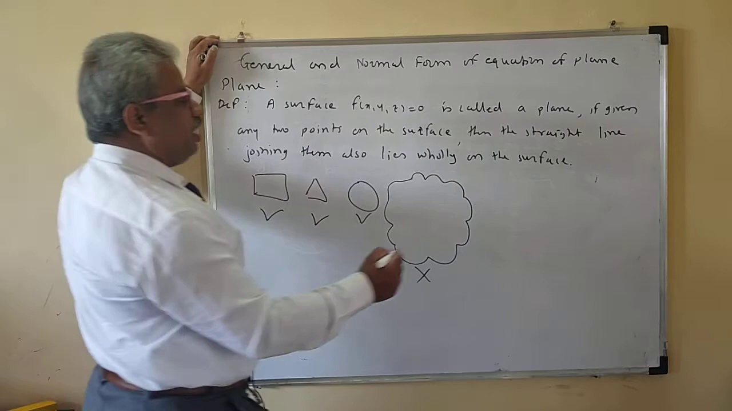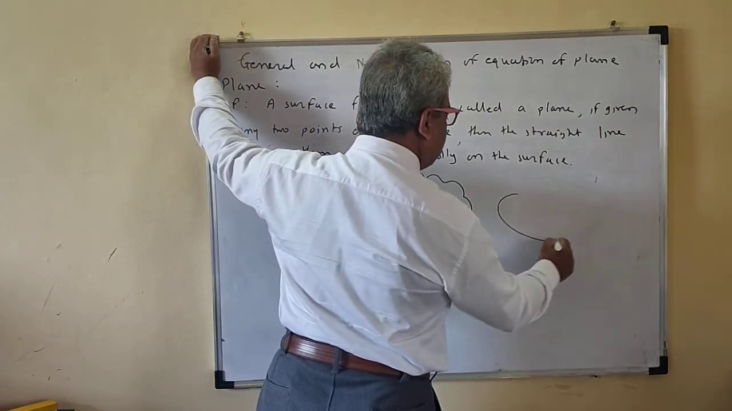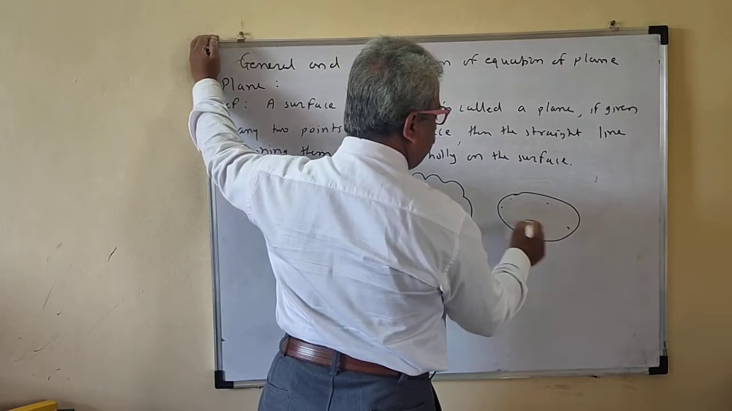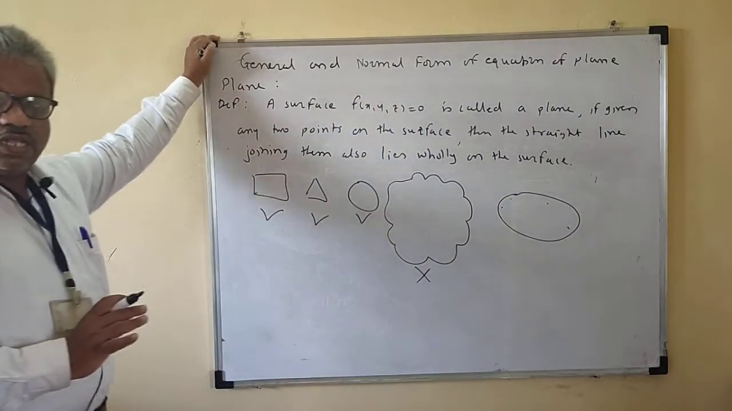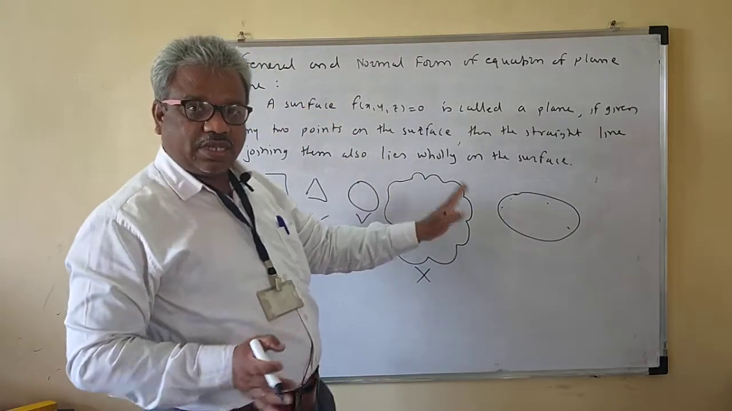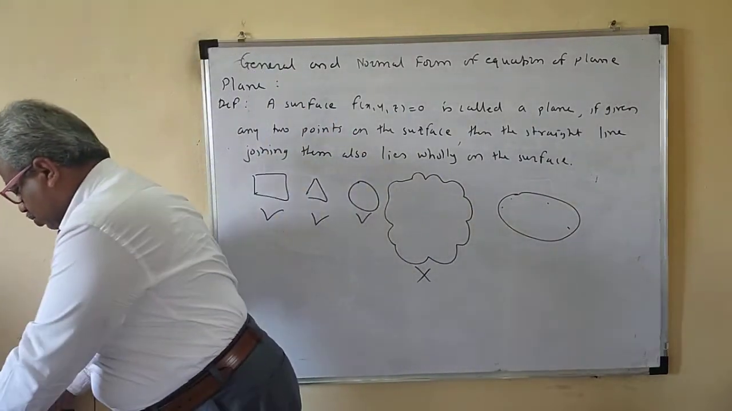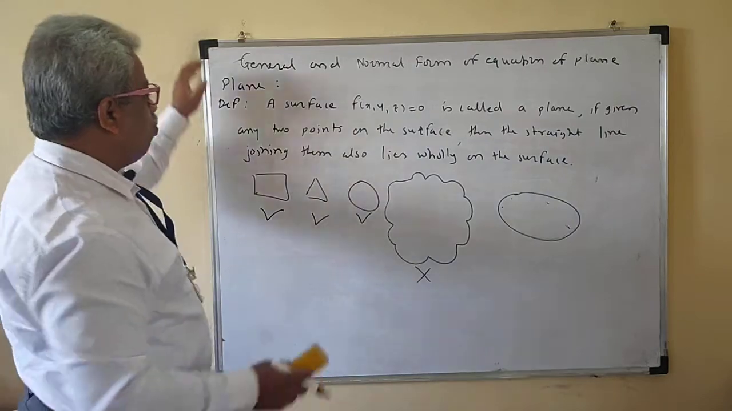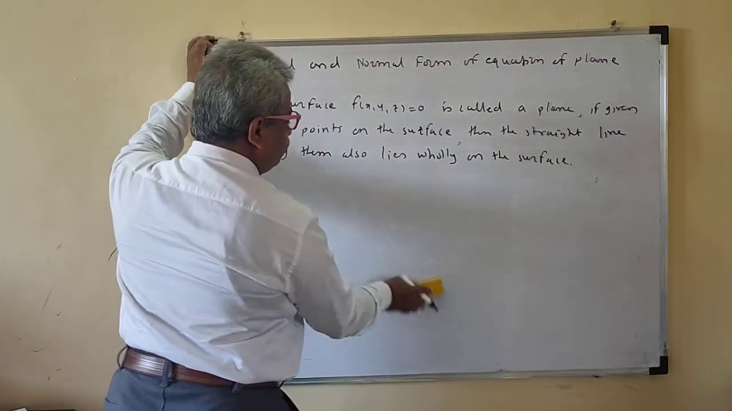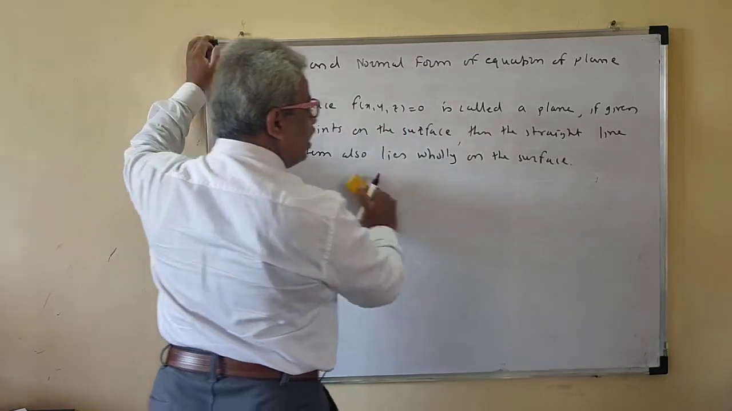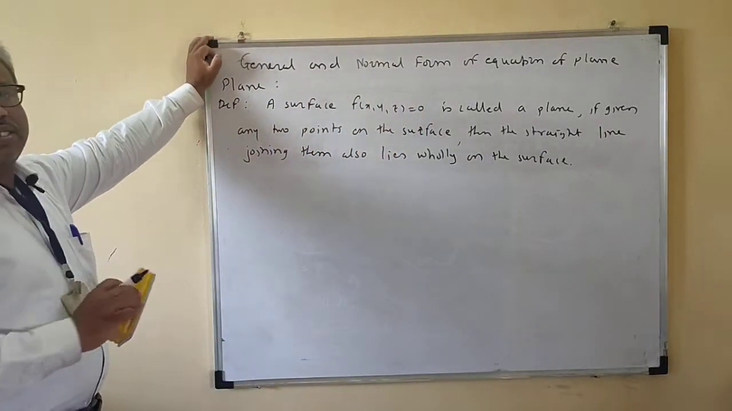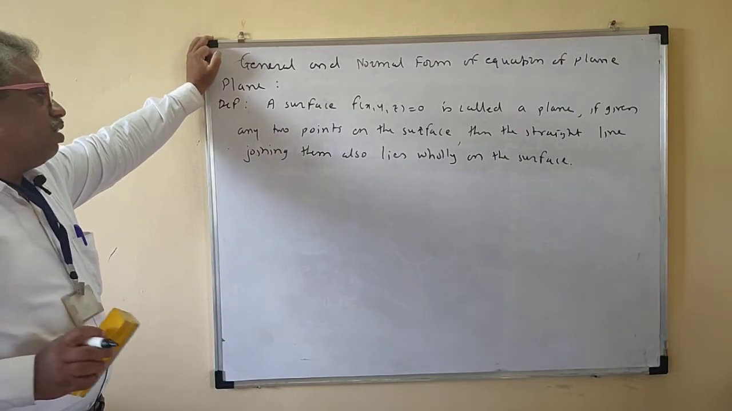What about the ellipse? If you take the ellipse here, take any 2 points everywhere, so the interior part of the ellipse is also a plane. I hope that you understand what is meant by a plane now. A plane is a surface such that the segment joining any 2 points lies wholly in that surface. Then such a surface is called a plane.